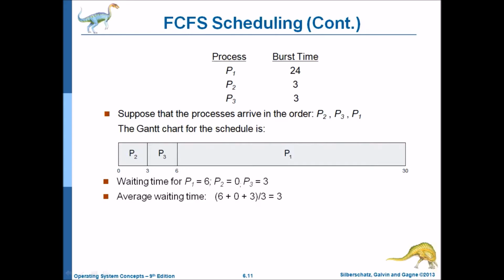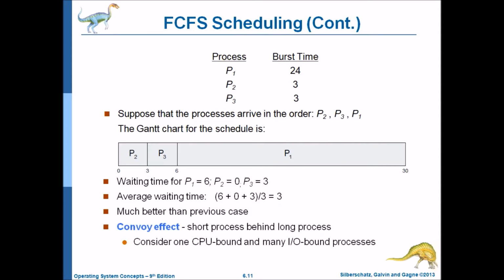So it matters in what order the processes arrived. To note, the total runtime for the three processes is the same despite the order, but the second example had a better average waiting time. Thus, this results in a much better outcome than the previous case. So we have the convoy effect.